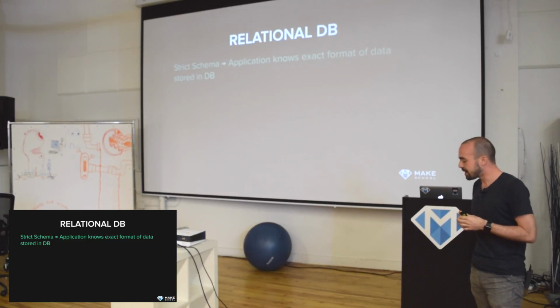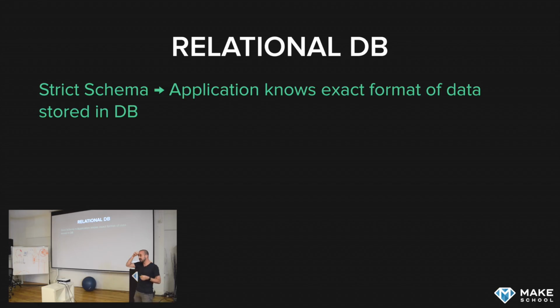So another aspect is also that the schema of these relational databases is strict. The schema means basically the fields that each entry can have. If you have a user and the user has a username, an email address, and a profile picture, then that is a schema that you have defined. In most relational databases, that schema is defined once, and if you want to change it, you have to run a migration. So you can't just add additional fields on the fly.